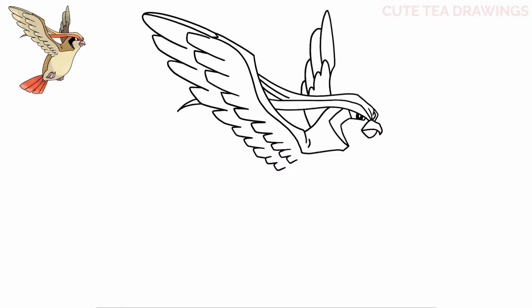Let's continue the body next. On the left side under the wing, let's draw a curved line down, stopping about here. Now let's move over to the right under the beak. Let's draw a curve in, back out, and down, stopping here, leaving a small gap at the bottom.